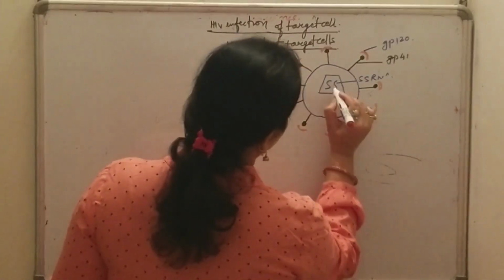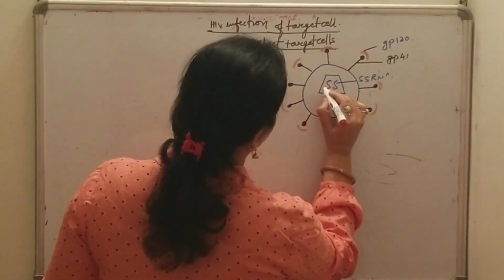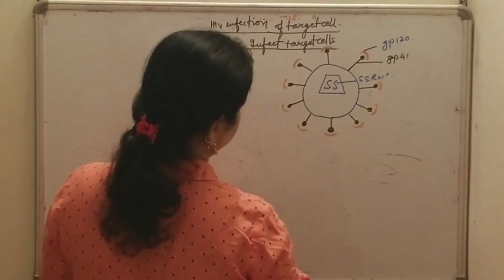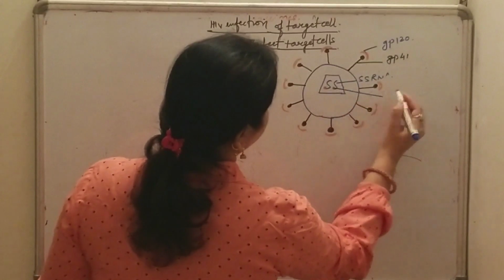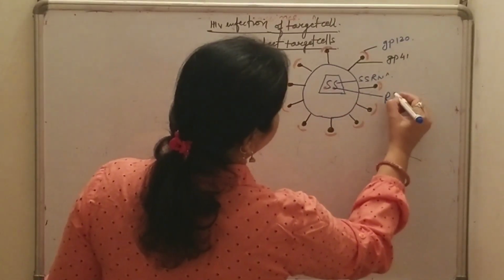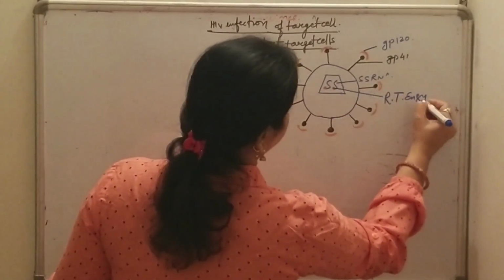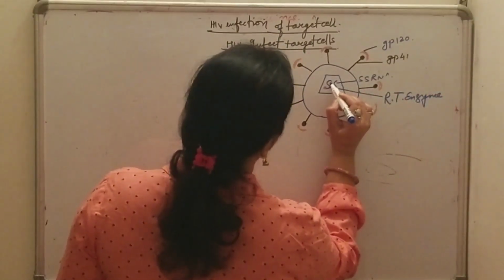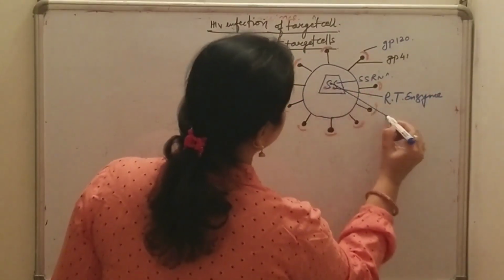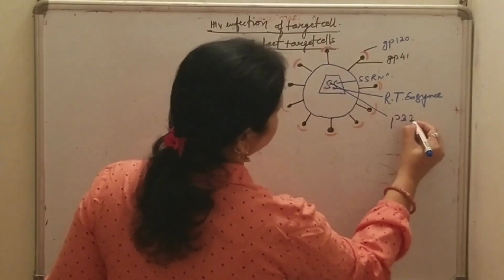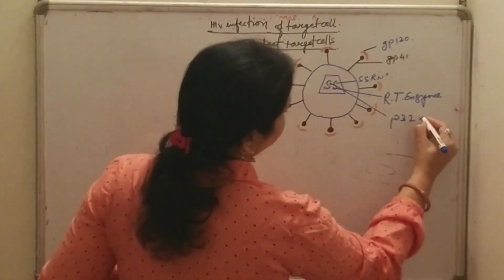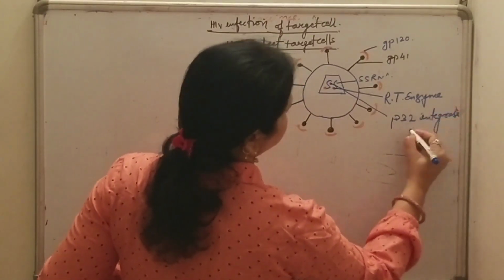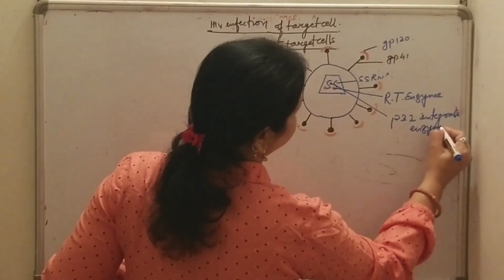Now here the RT enzyme, the reverse transcriptase enzyme. This is the reverse transcriptase enzyme. Here this is P32, the integrase enzyme.